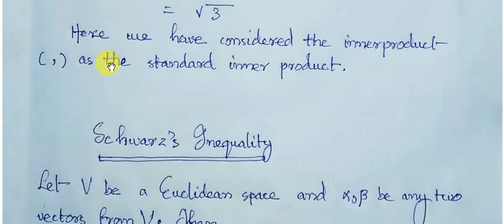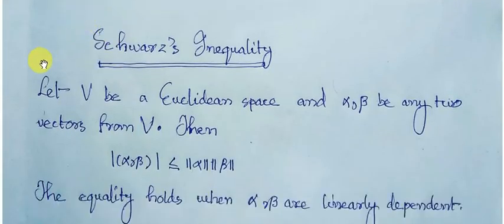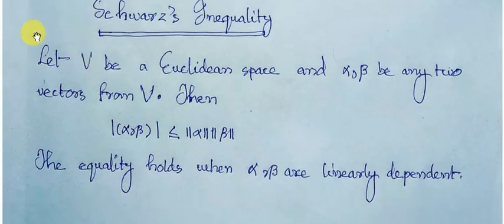Next, we shall state a theorem. This is called the Schwarz inequality. This is very important. Merely you have to remember this statement, the proof of this theorem being beyond the scope of your syllabus.